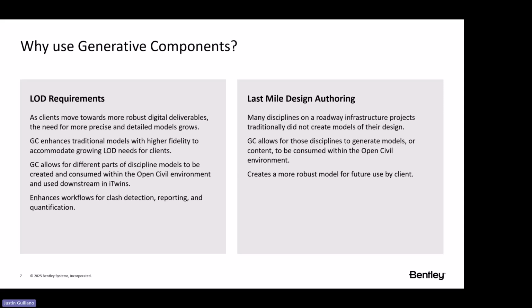So an example of that would be a sign structure. We can generate a model within GC and then utilize that as a cell within a feature definition inside of the OpenX environment.